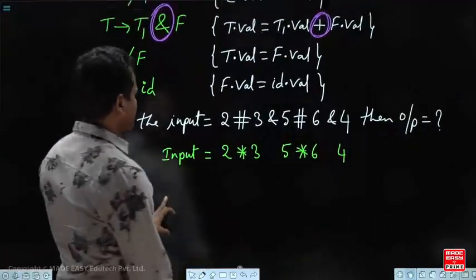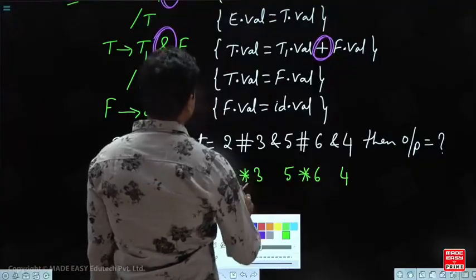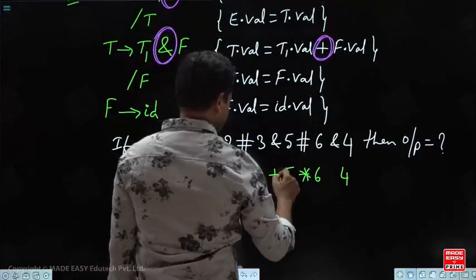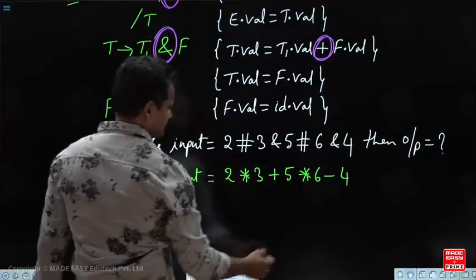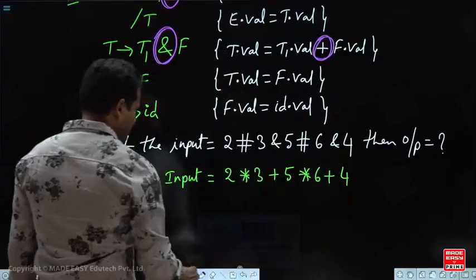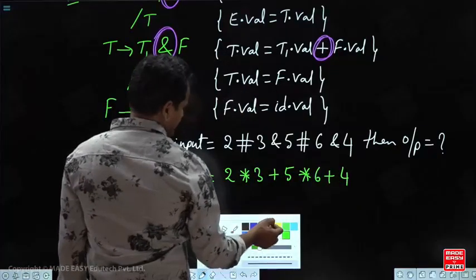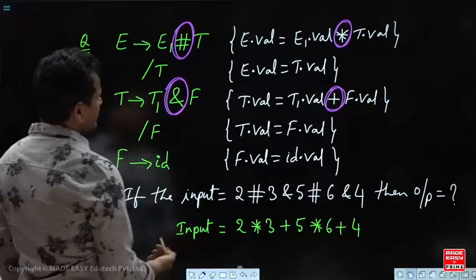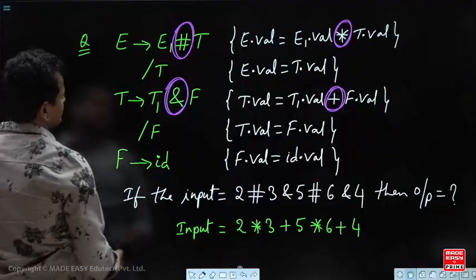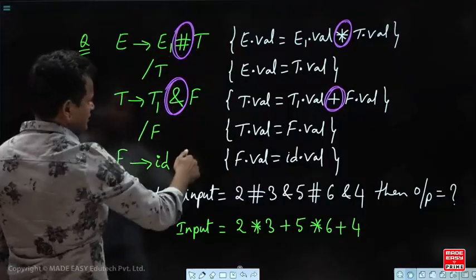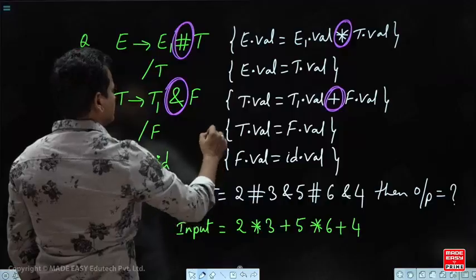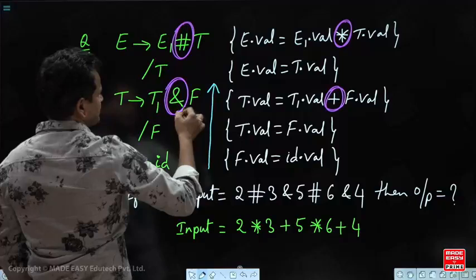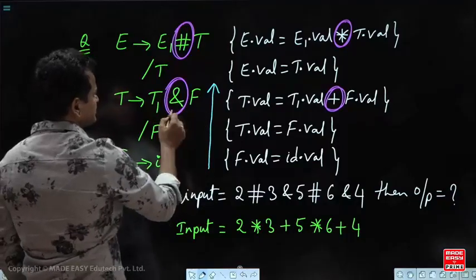Okay? In hash's place, I have replaced with a star, multiplication. In ampersand's place, I must replace with plus. Now, it will become easy. Moreover, what is the priority here? The operator which is defined at the lower level, here the starting of the production, this is the lower level. So while going from bottom to top, whichever operator you get first, or whatever operator is defined at the lower level.